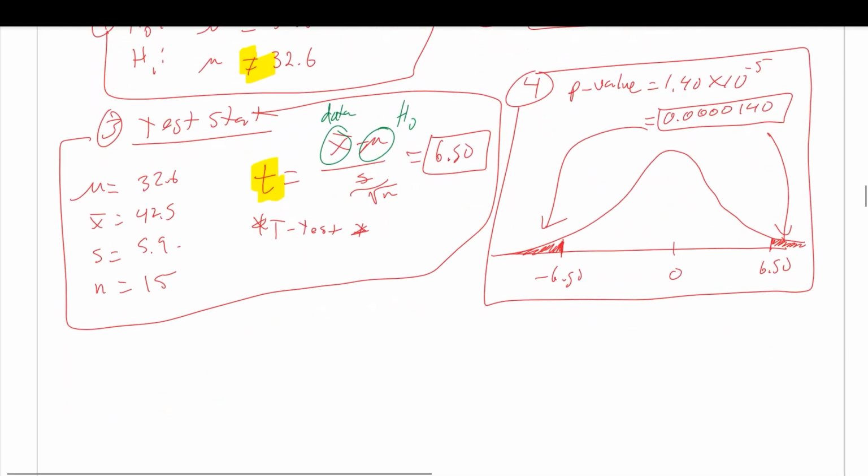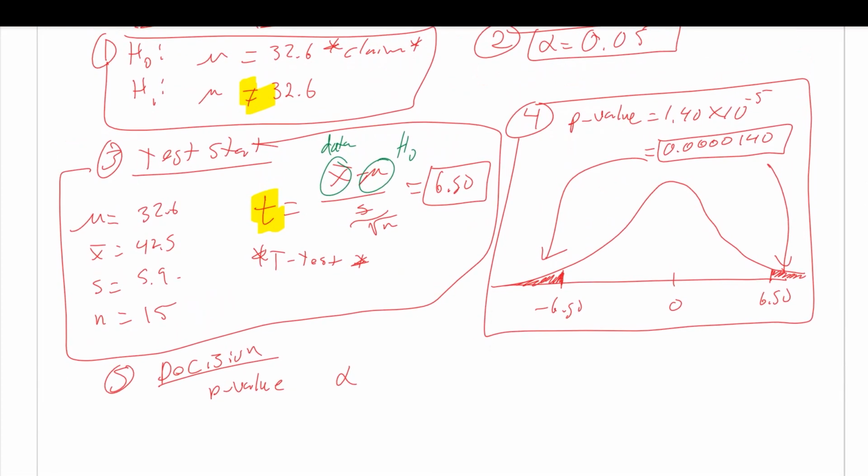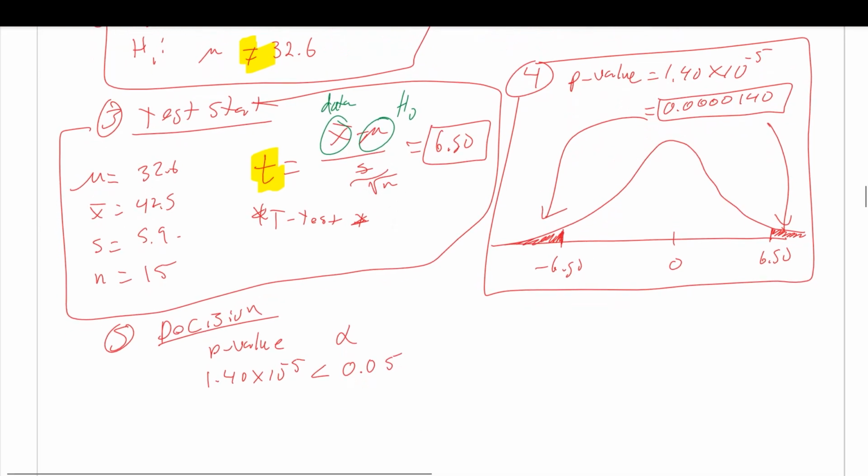Again, we're going to make a decision in step 5, and the decision is made by comparing your p-value to your significance level alpha. And the p-value is, well, I'll just write the scientific notation just to be a little bit more concise. That's definitely less than our significance level of 5%. Okay. So we are going to reject the null hypothesis.